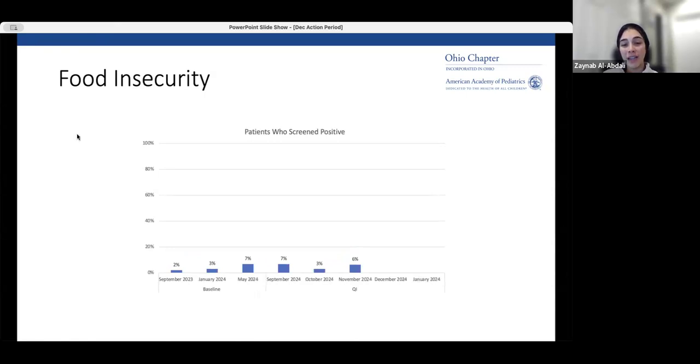And then we are seeing a little bit higher of those that screened positive in November than they did in October, but it's not significantly different than what we saw in baseline and in September. So again, we hope to keep that number down and provide resources whenever we can. Next slide, please.